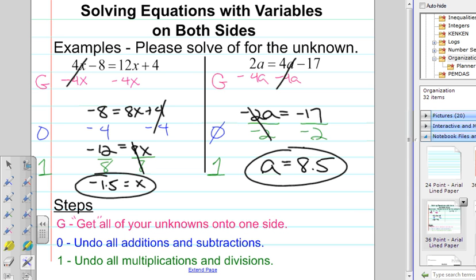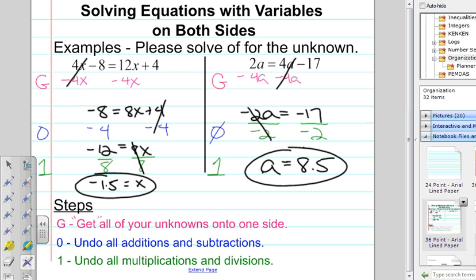Okay? And again, in the days that come after this lesson, you're going to see me add even 2 more steps to this algorithm. I'll give you a little preview now. I'm going to refer to them as D and C. So the whole algorithm is going to become DCG01. You'll see that. Okay? But for right now, you guys are working on just G01, which is G is get all your unknowns on the one side, 0 is undo all your additions and subtractions, and 1 is undo all your multiplications and divisions.